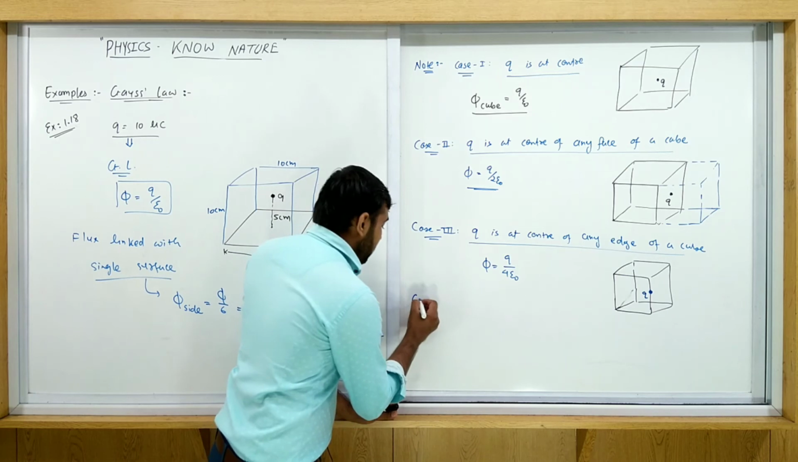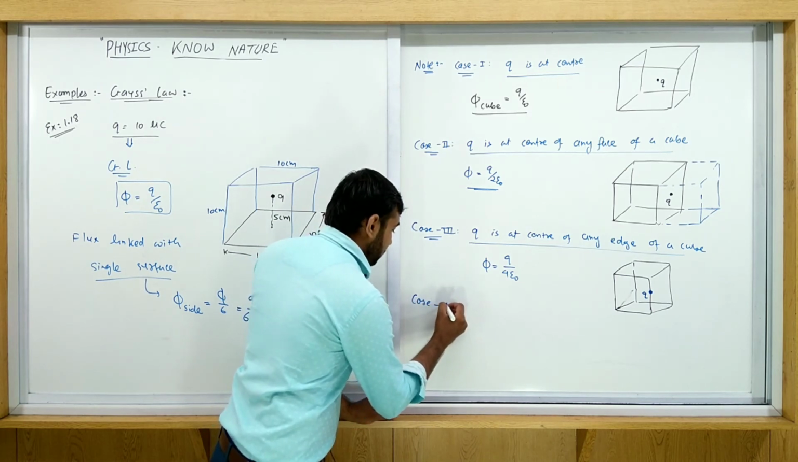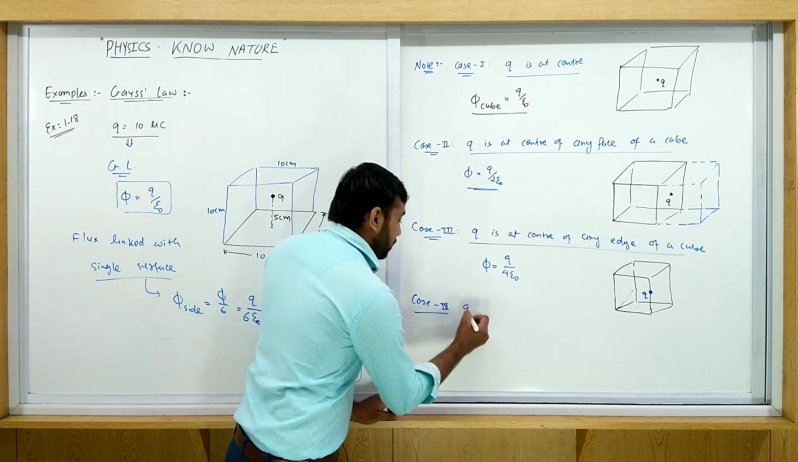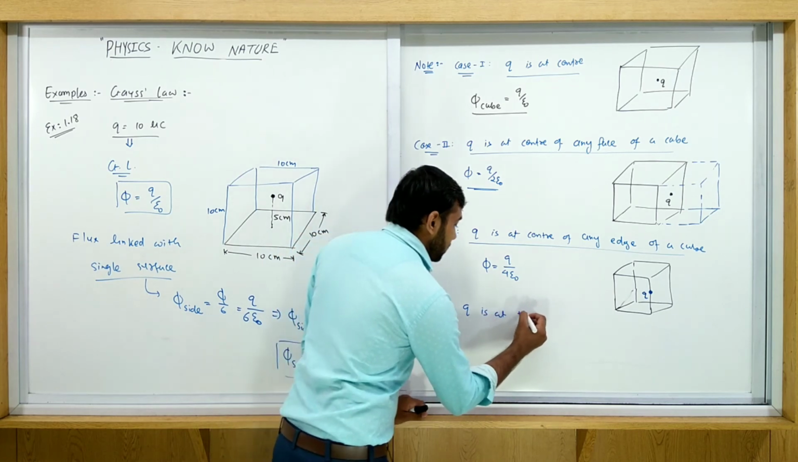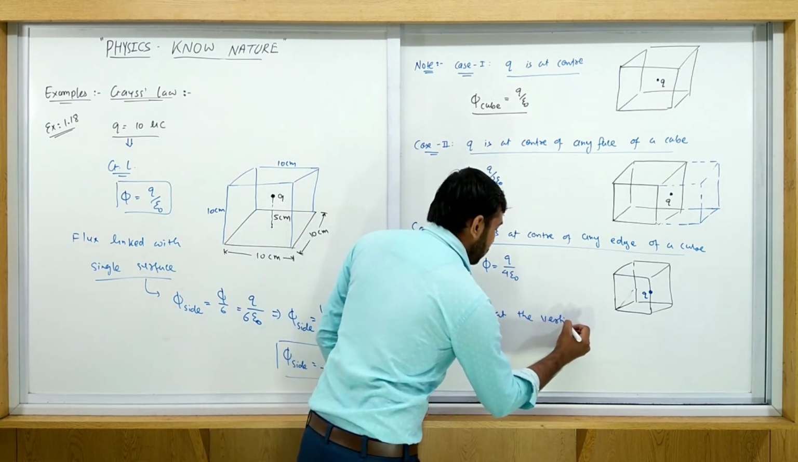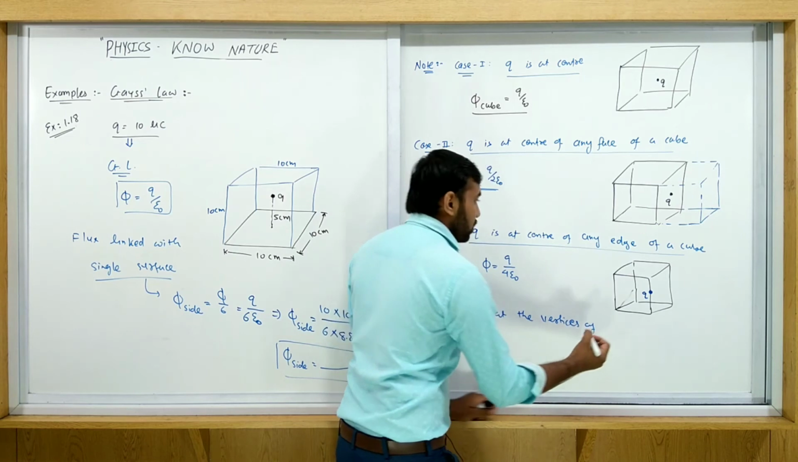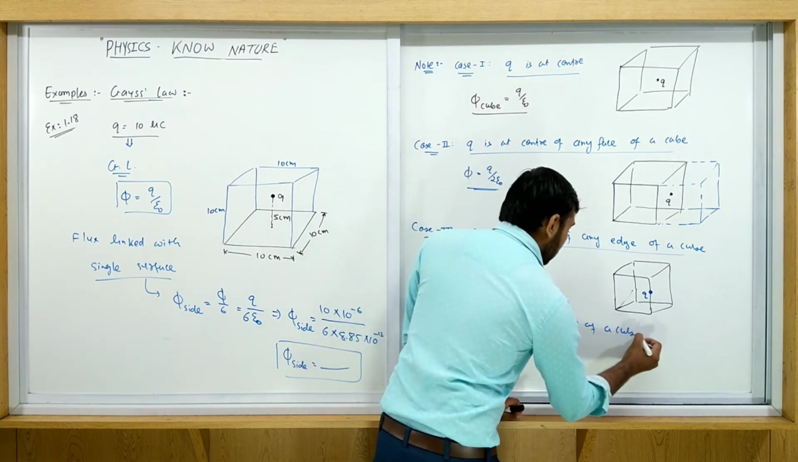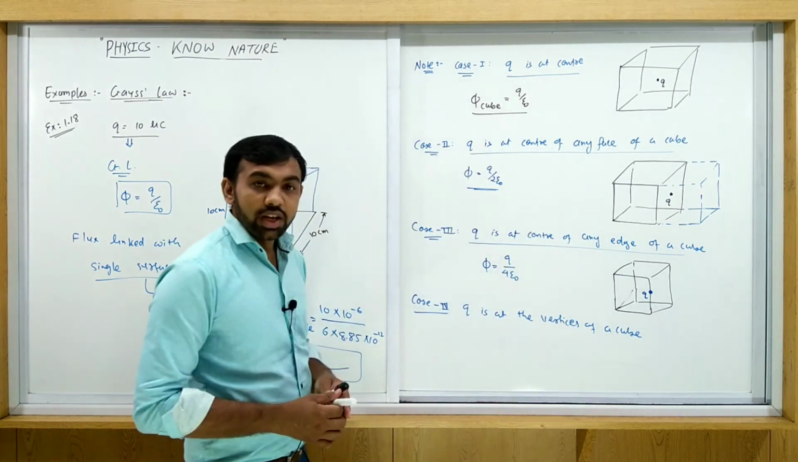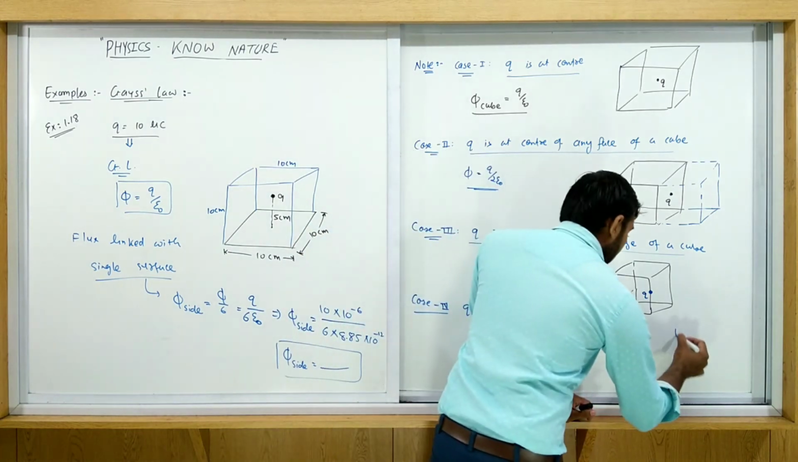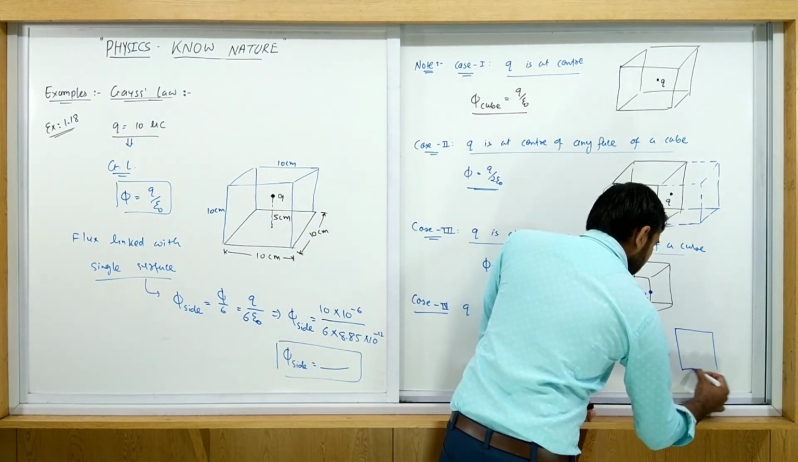ओके, सिमिलरली केस 4, if q is at the vertices of a cube, आप किसी वर्टाइसिस पे क्यू रखते हो तो क्या होगा, देखो यहाँ पे, this is the original cube.